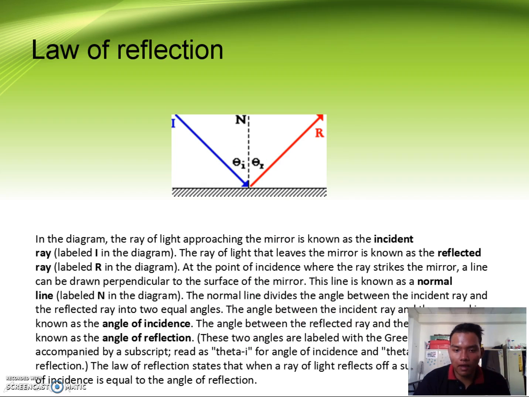The angle between the incident ray and the normal line is known as the angle of incidence. The angle between the reflected ray and the normal is known as the angle of reflection. These two angles are labeled with the Greek letter theta, accompanied by a subscript, read as theta i for angle of incidence and theta r for angle of reflection. The law of reflection states that when a ray of light reflects off a surface, the angle of incidence is equal to the angle of reflection.